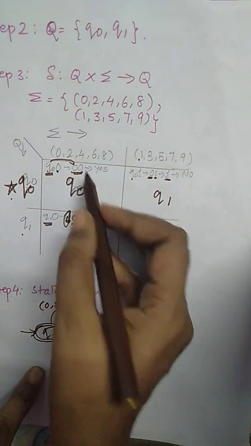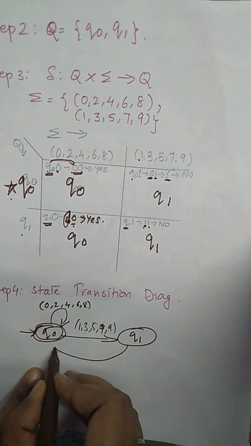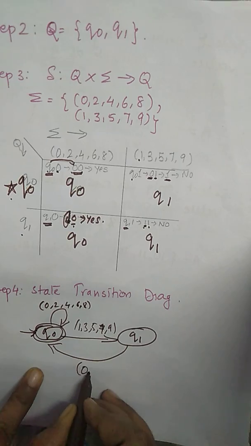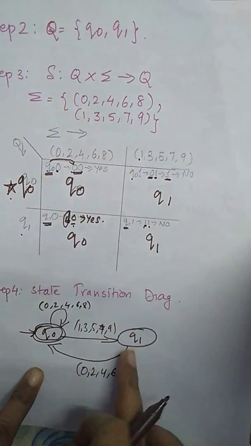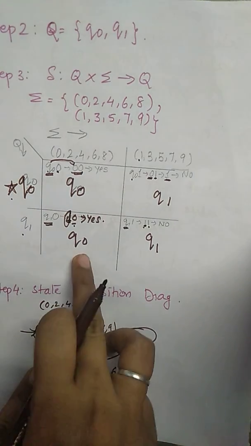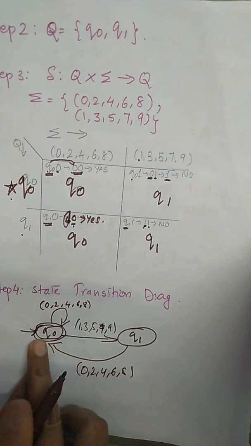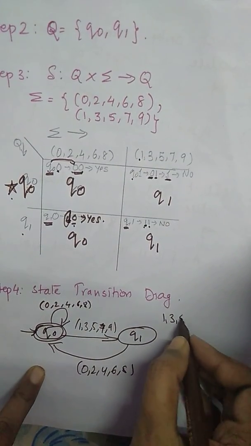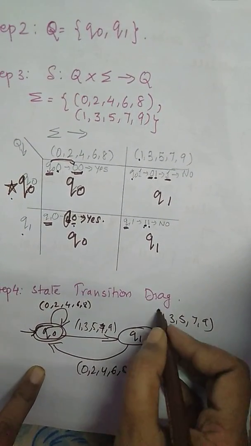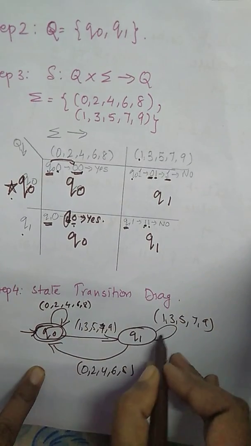Now Q1 on 0, 2, 4, 6, 8, where is it going? Q1 on 0, 2, 4, 6, 8 is going to Q0 by putting this arrow. Q1 on 1, 3, 5, 7 and 9, where is it going? It is going to itself.